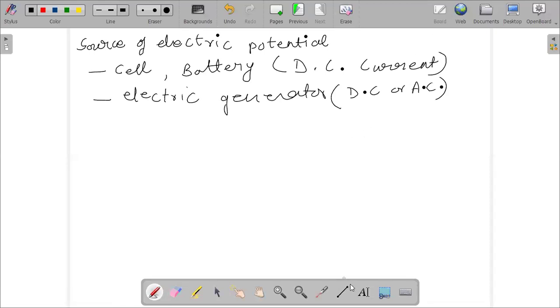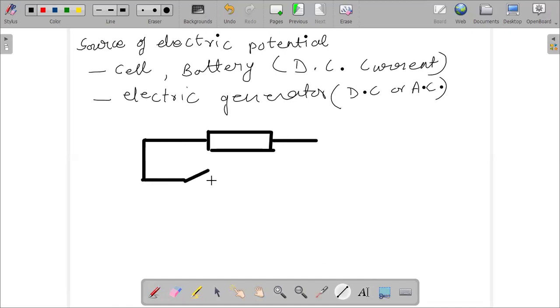Now see how an electric device works. An electric device works something like this. You have a wire which supplies electric charges or electric current. Then here you have your device, and there will be a key or a switch in it. So you have a switch, and then you have a source of electric potential. It may be a cell. So here I am making a cell, and in this way your circuit is complete.